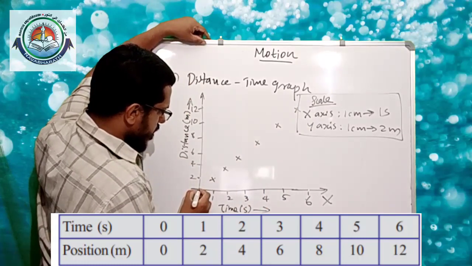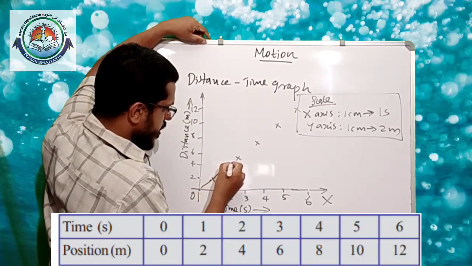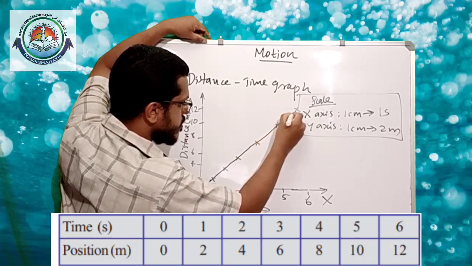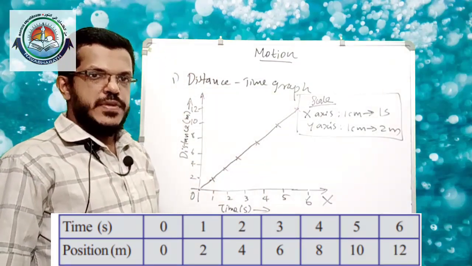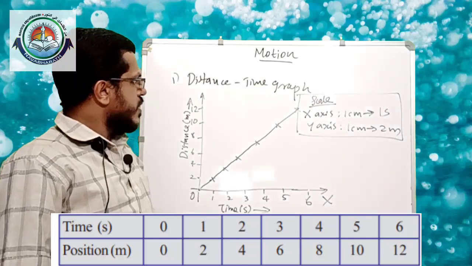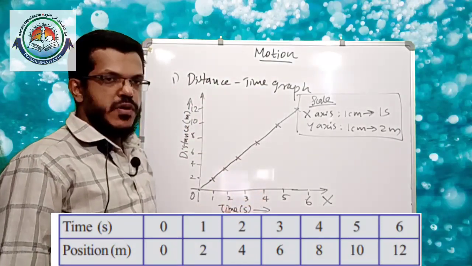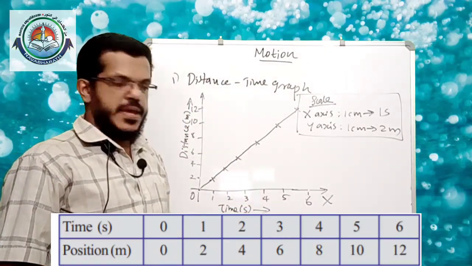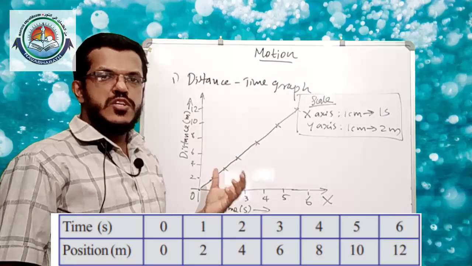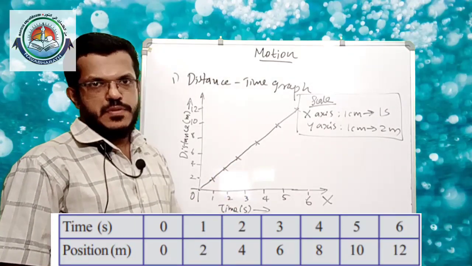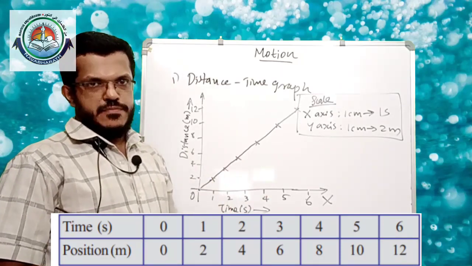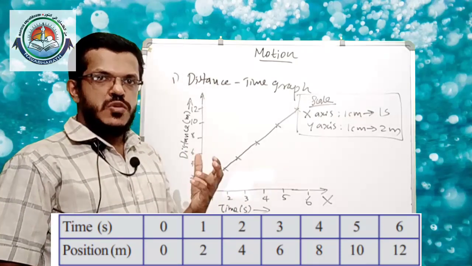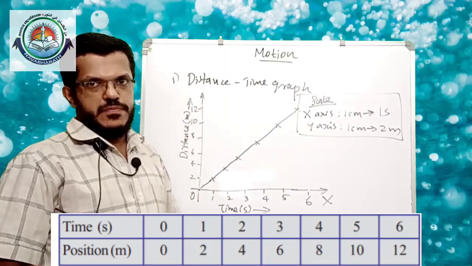And if we join these points, we get a line graph like this. And this is also a straight line graph. It is a straight line graph. This is the distance time graph of an object. Okay. Then what should be understood from this graph? What are the things you have to capture from this graph?